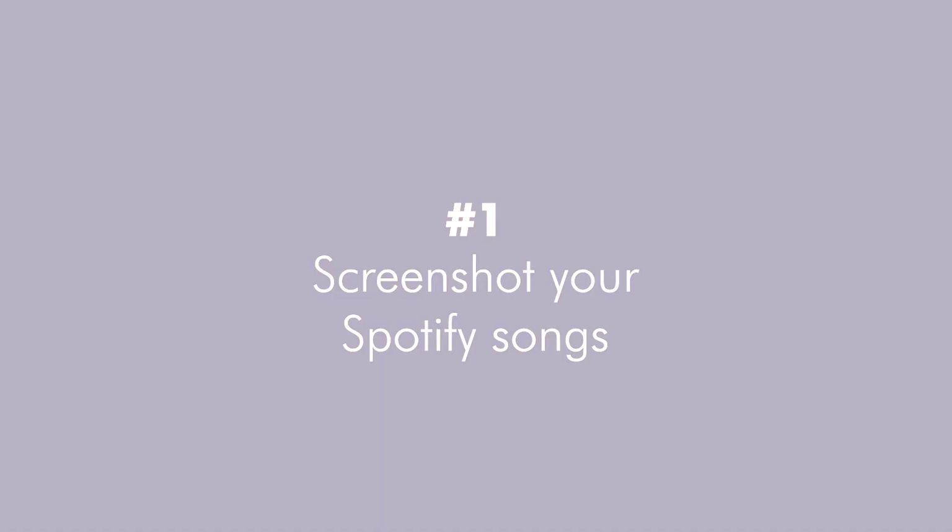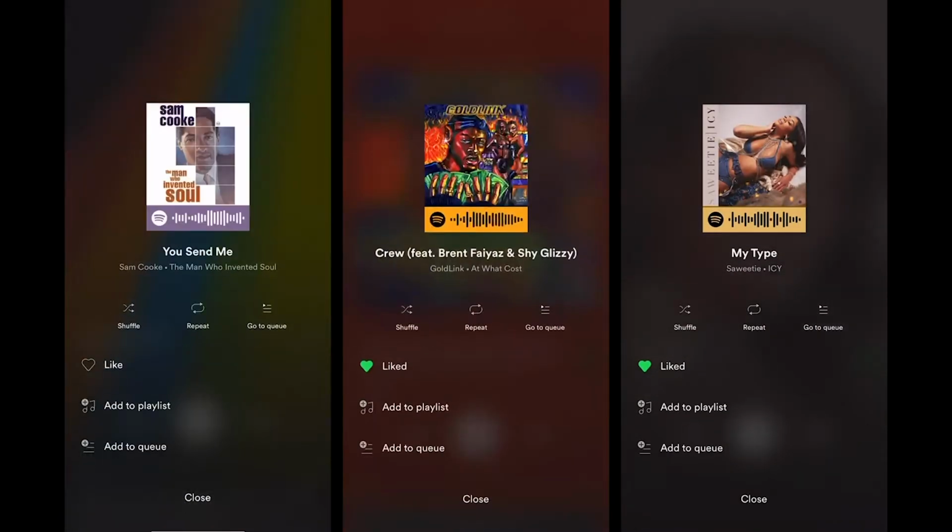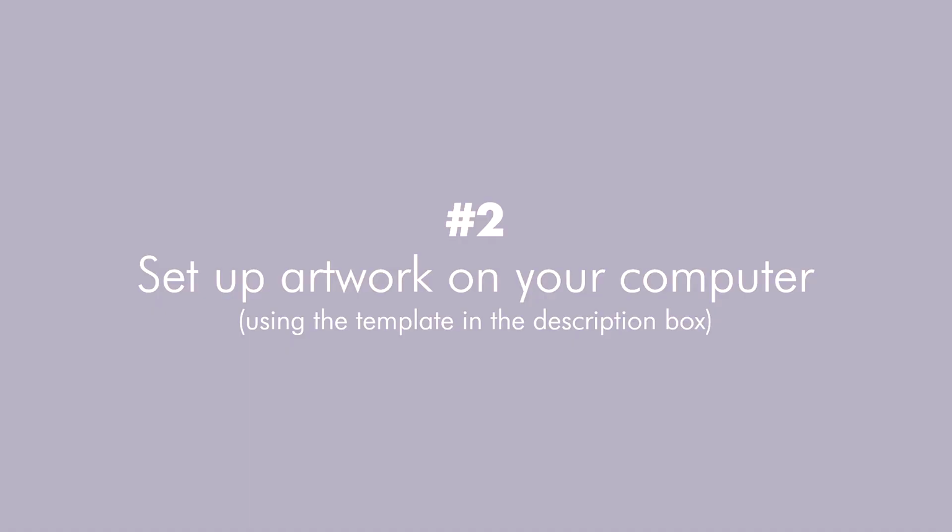Let's get it rocking. All right, so the first thing we're gonna do is use our phone to screenshot our favorite songs. I also recommend screenshotting the song's barcode by pressing the three dots in the upper right-hand corner.